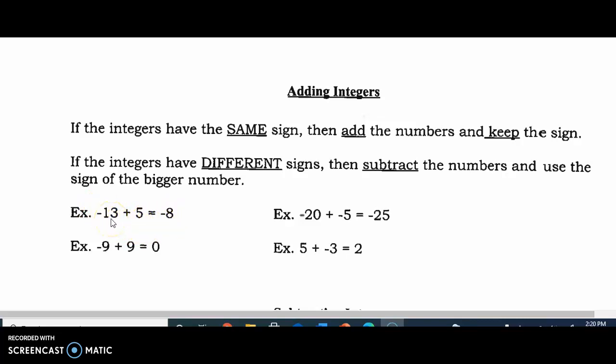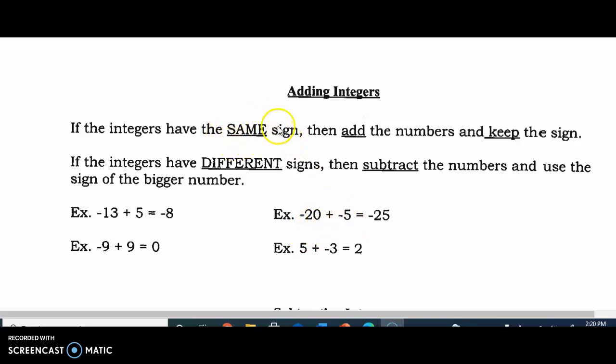If I owe you $13 and I pay you $5, I'm still going to owe you $8. Okay, you're probably not going to be lucky enough to just let me off. You're going to say that you want your $8. So I'm still in a hole, I'm still negative. I still owe $8. Over here, we have negative 20 plus negative 5.